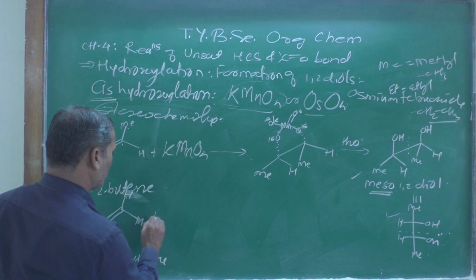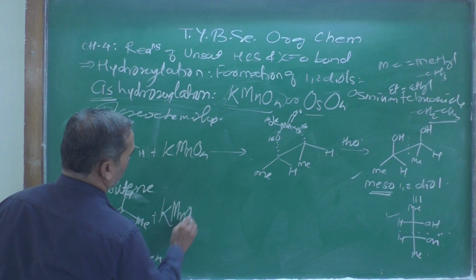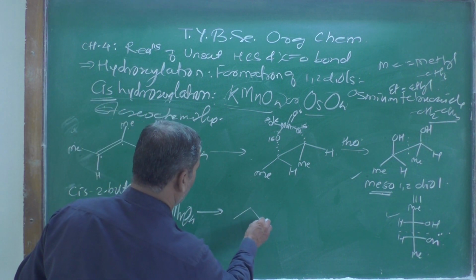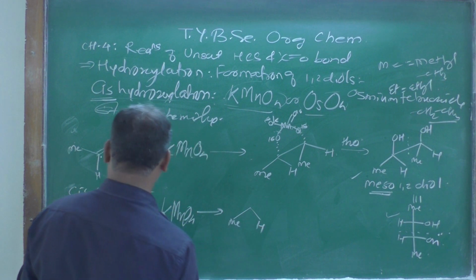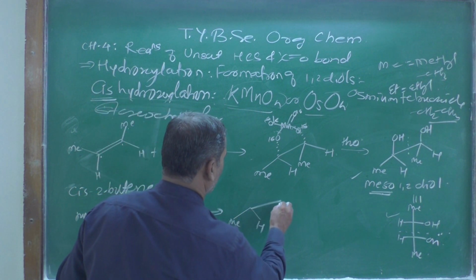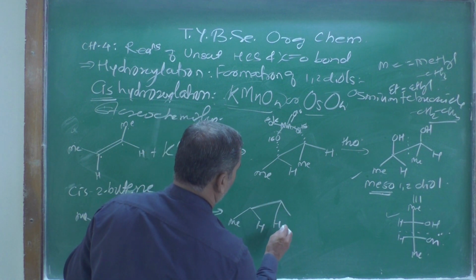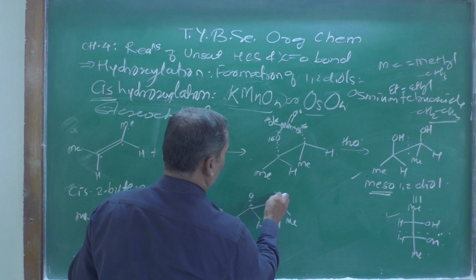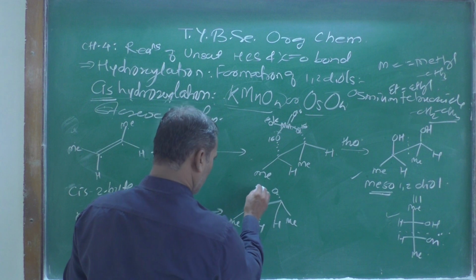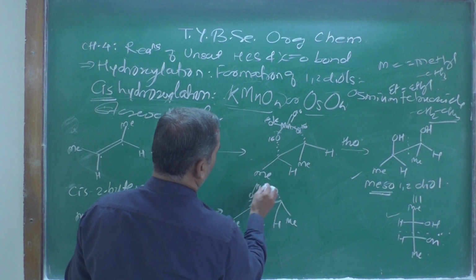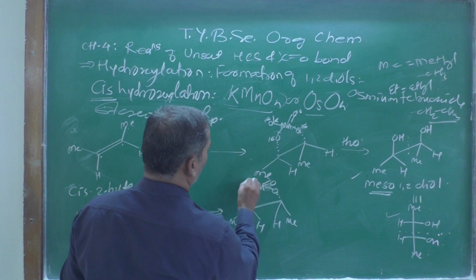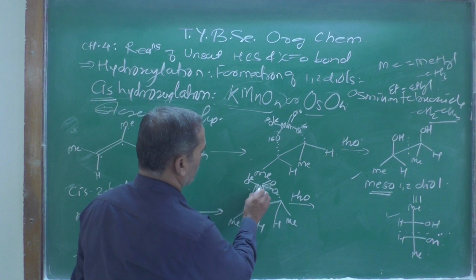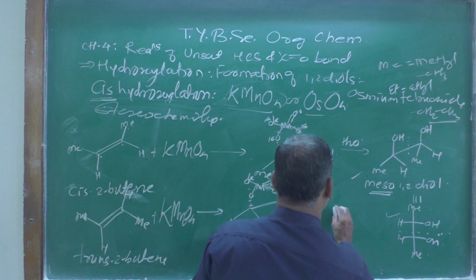When it is treated with the same reagent, potassium permanganate, an intermediate will form. How does the intermediate form here? Look here: Me, H, and H over here. Now the hydrogen atom is here and the methyl group is here, then here O, then Mn with a double bond O, and then we treat with water, H2O. This bond is going to break, and the product you get is like this.